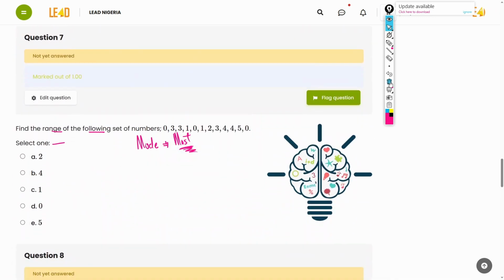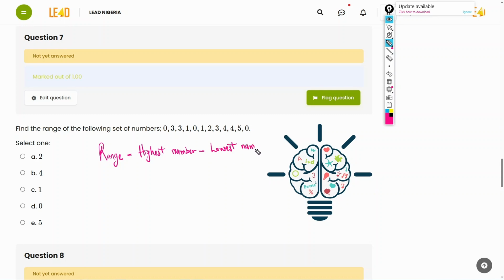Question 7 says, find the range of the following set of numbers. Range means the highest number minus the lowest number. So what's the highest number in the distribution? The highest number is 5. What's the lowest number? The lowest number is 0. So my range is 5, since 5 minus 0 is 5.